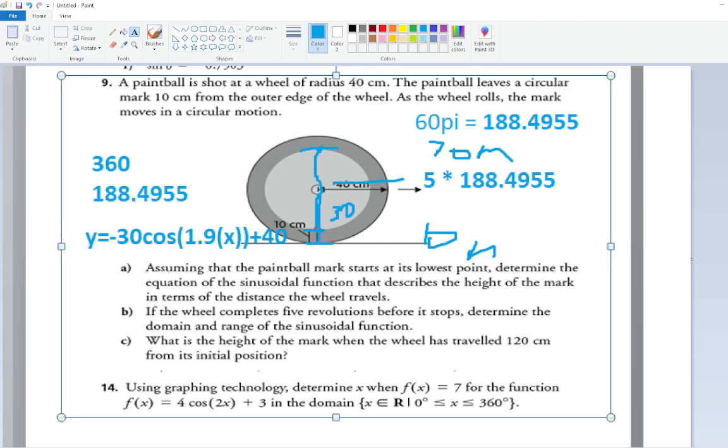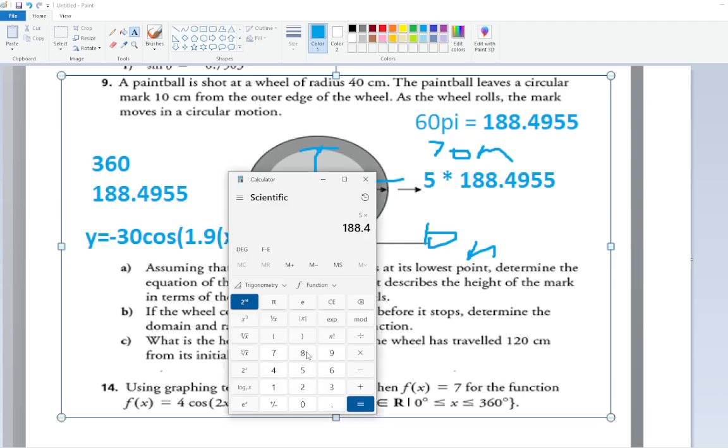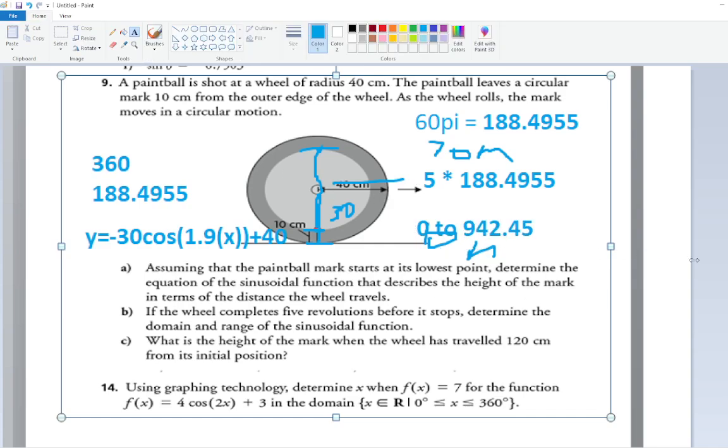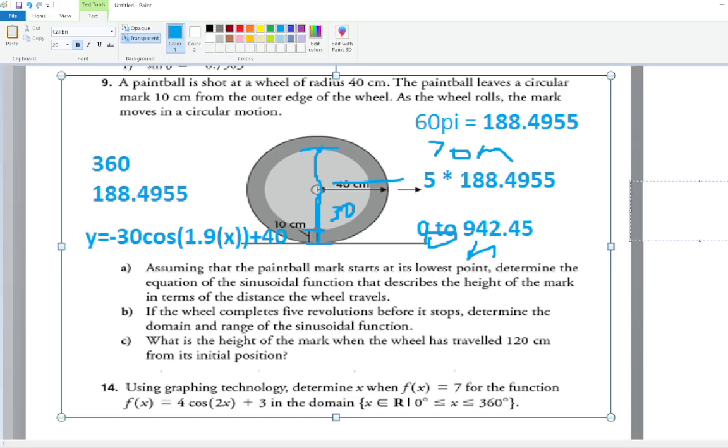We'll just take 0.49. So it travels actually this far. Instead of 1 revolution, it travels this revolution. So it goes from 0 to that distance, which means my domain goes from 0, smaller or equal to x, smaller or equal to 942.45. My range goes from my min, smaller or equal to y, smaller or equal to my max. Well, my min was 10 off the ground, and my max was 70.